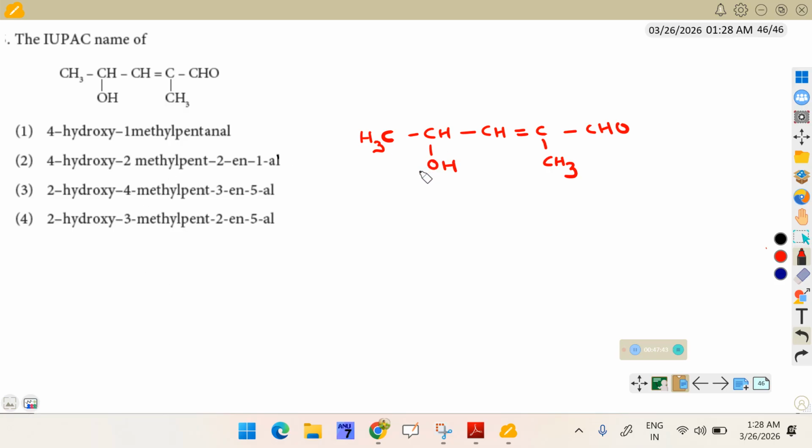IUPAC name of the compound. 1, 2, 3, 4, 5 carbons. Methyl starts with M, hydroxy starts with H. Based on alphabetical order: 4-hydroxy, 2-methyl, pent-2-en-1-ol. The second option is the correct option.